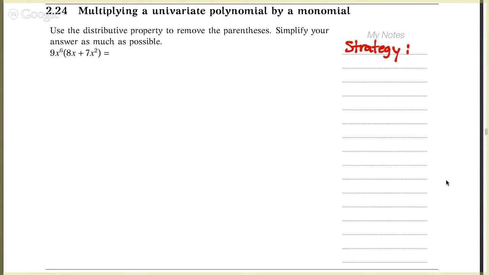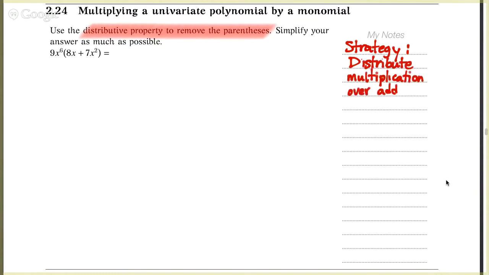So what's our strategy going to be here? It's actually stated right in the statement of the problem what the property is that we're going to use. The strategy is we're going to distribute multiplication over addition. That has the effect in this example of removing the parentheses that surround 8x plus 7x squared and letting us completely simplify this expression. So what does that look like?